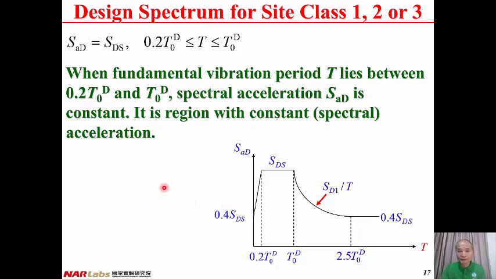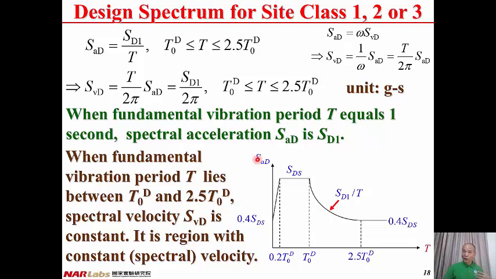And then we move to the second segment. That's T is larger than or equal to 0.2 T0D and less than or equal to T0D in the second segment. SAD equal to SDS. When the fundamental vibration period lies between 0.2 T0D and T0D, the spectral acceleration SAD is constant. The design spectral acceleration is constant. Therefore, we call this region periods with constant spectral acceleration. Sometimes, in short, we call it constant acceleration.